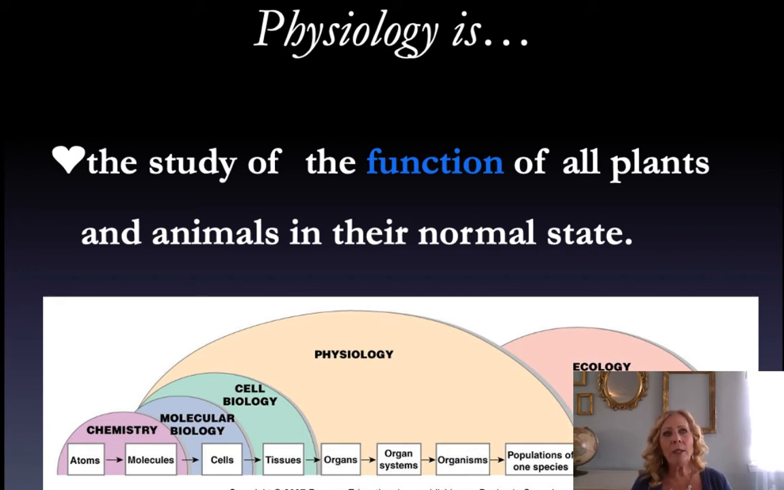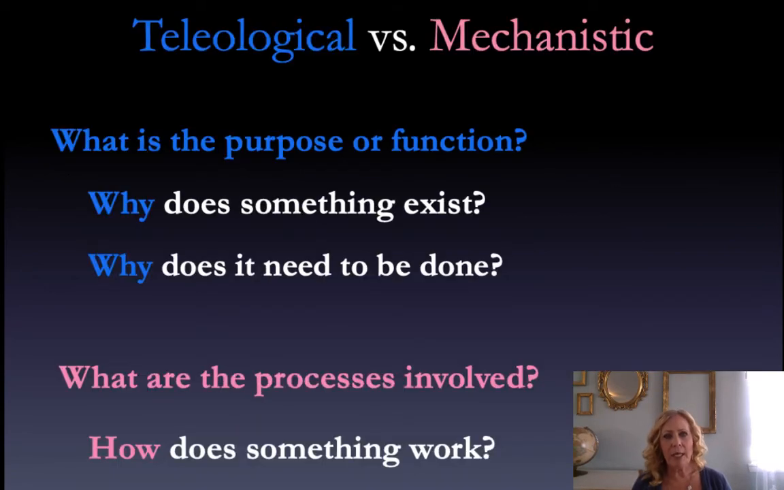Now, we're going to try to make this class interesting, and so we're going to talk about what we call teleology, and we're also going to talk about mechanisms. Teleologically speaking, it's all about why do things exist? Why do things happen? And mechanistically speaking, it's all about what's the purpose of this? How does it actually work? How does it function? What are the processes involved? So we're going to try to talk a little bit about both. It does make it a bit more interesting that way.